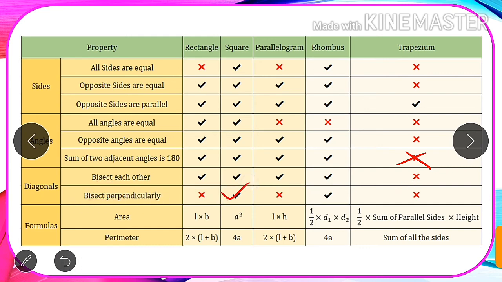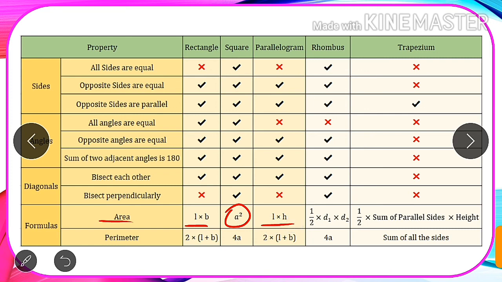Next one is diagonals bisect perpendicularly. Only in square and rhombus, diagonals will be perpendicular bisectors of each other. In the other figures, that is rectangle, parallelogram and trapezium, we will not find that the diagonals are perpendicular bisectors of each other. Now let us see some of the important formulas of area. Area of rectangle is length into breadth. In case of square, both length and breadth are equal. Therefore, here the area will be side square, that is a square, where a is the side.